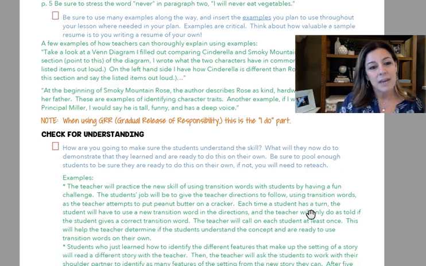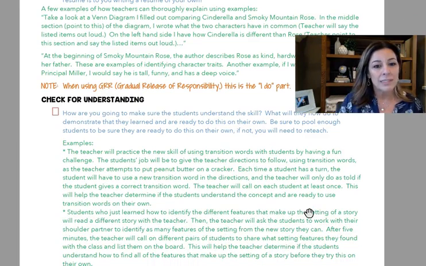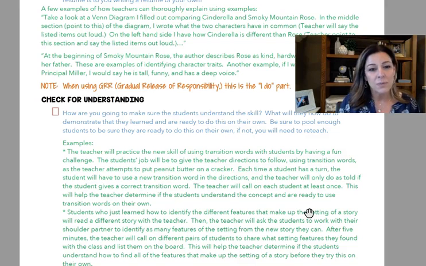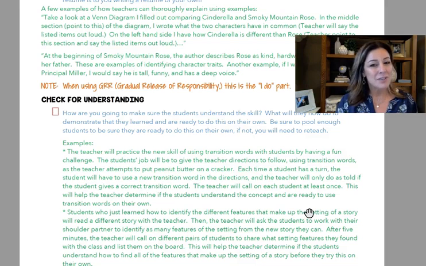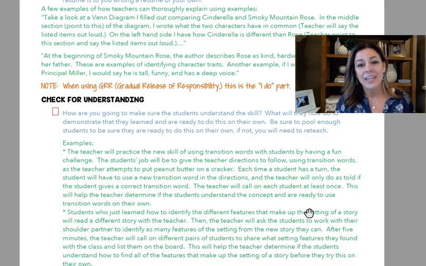So the examples I have for you here are: the teacher will practice the new skill of using transition words with students by having a fun challenge. The student's job will be to give the teacher directions to follow using transition words. As the teacher attempts to put peanut butter on a cracker, each time a student has a turn, the student will have to use a new transition word in the directions, and the teacher will only do as told if the student gives a correct transition word.